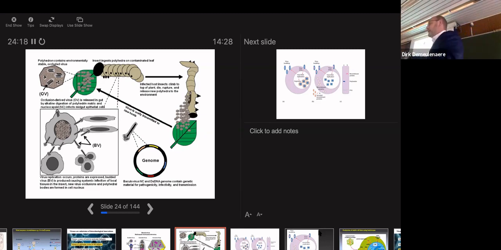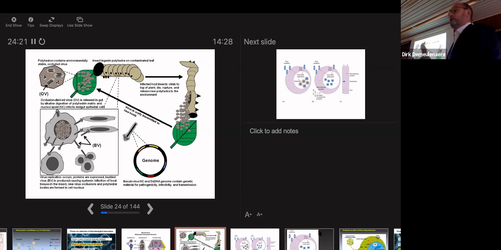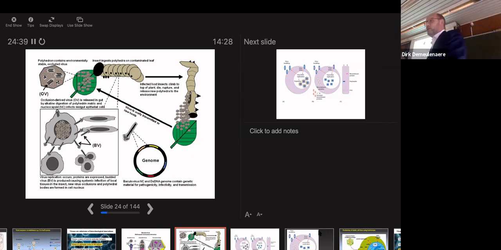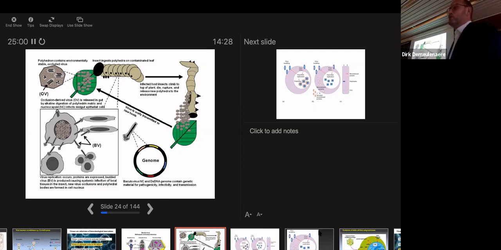But thanks to these occlusion bodies, the virions contained in them will be protected from UV light. And so the double-strand DNA of this virus will not be affected because it's protected by the polyhedrin. Now, it's good to be protected, but at some stage you need to be released to infect another naive host. So, again, nature is well done. When a young caterpillar eats the leaf, which is contaminated with these occlusion bodies, the occlusion bodies are digested in the digestive tract of the caterpillar, releasing the virions that are then able to infect the new caterpillar. So, a beautiful system.